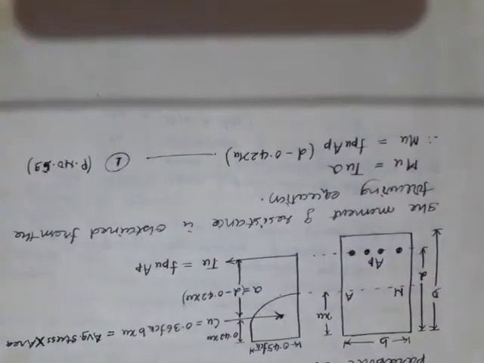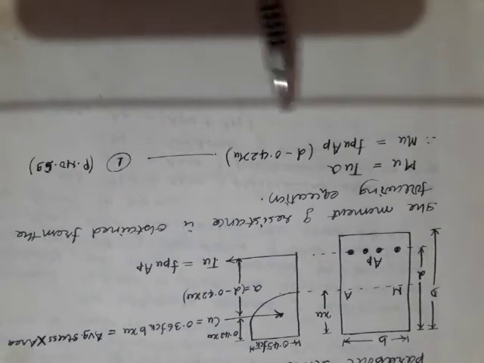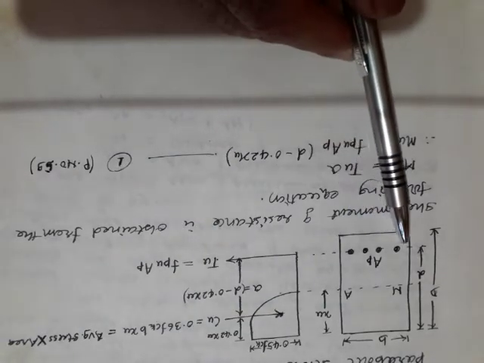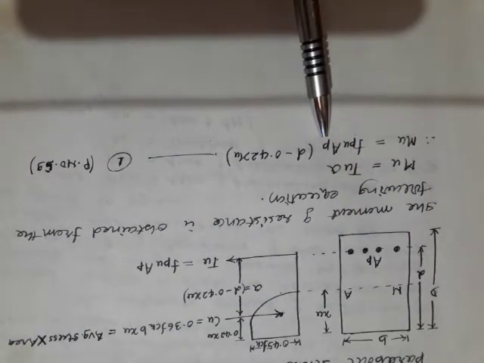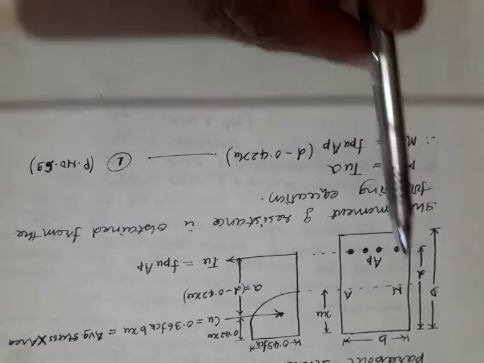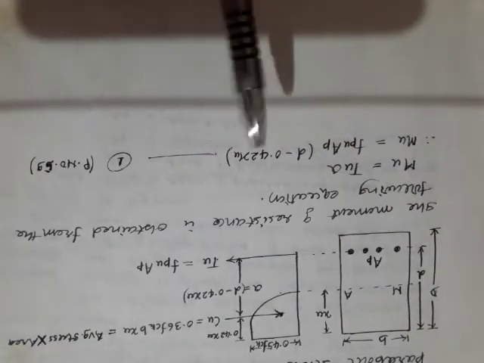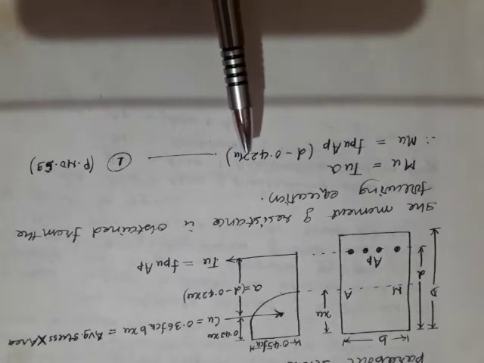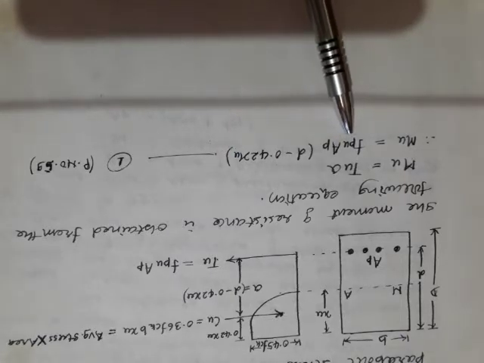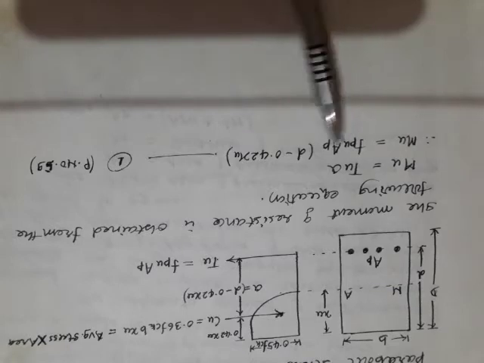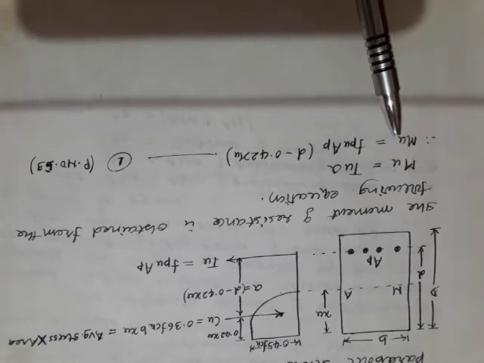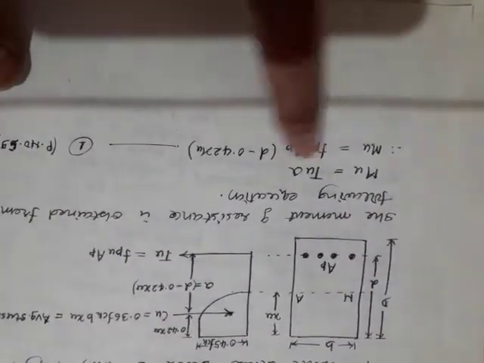Now in this equation, AP, the area of prestressing steel, I can easily calculate. D, the effective depth, also I can easily calculate. The problem now is how to calculate this XU and FPU. If I know these two things, I can easily calculate this Mu. So how to calculate this FPU and XU?